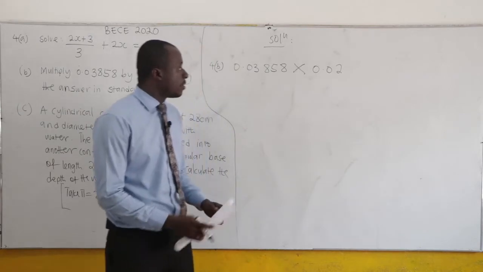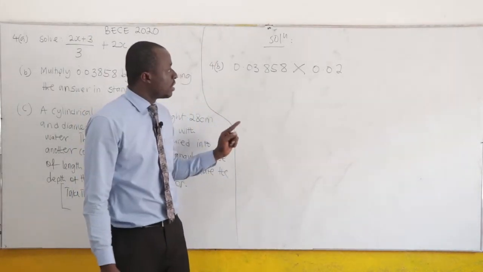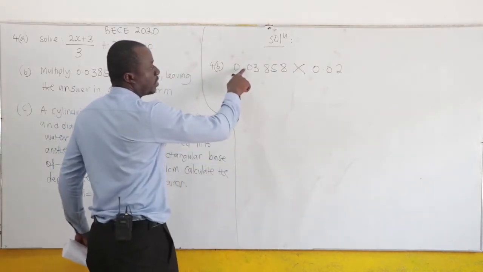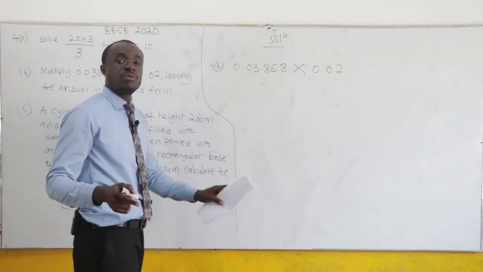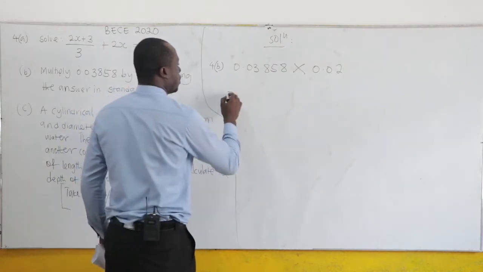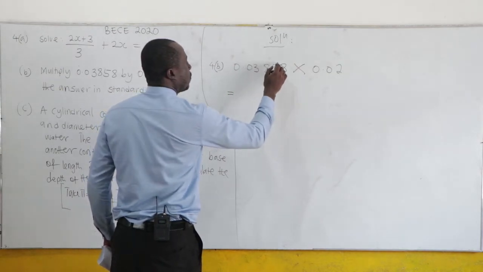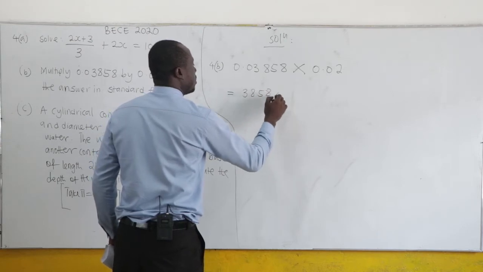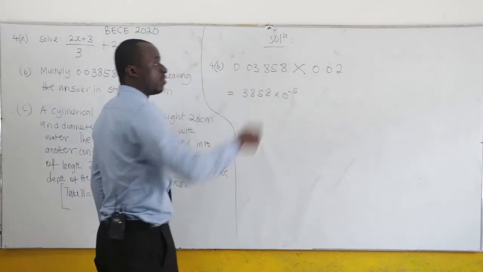So first, all that we are supposed to do is change all these decimals to whole numbers. We know that when we move rightward, the power becomes negative, and when we move leftward, the power becomes positive. So let's change this to a whole number. We move 1, 2, 3, 4, 5. So we have 3858 times 10 to the power negative 5. Why negative 5? Because we moved rightward.